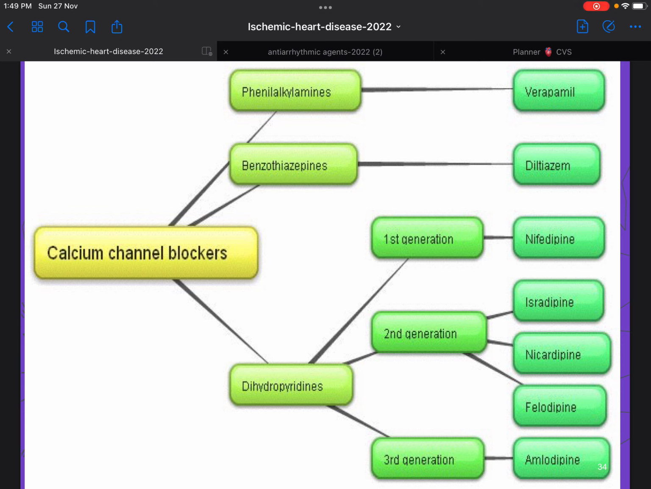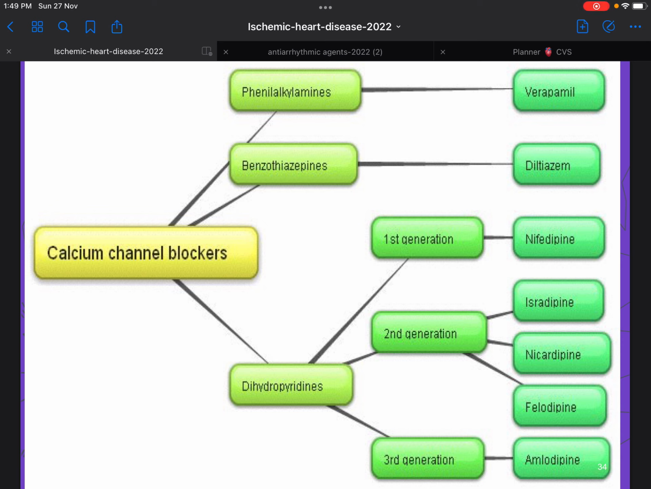Calcium channel blockers, it makes sense why we use them, right? Because we're preventing the entry of calcium. What we learned a little bit in antiarrhythmics is that there are 2 general groups of calcium channel blockers. One of them is called dihydropyridines, and examples of them are isradipine, nifedipine, amlodipine, and then we have the non-dihydropyridines. The examples are verapamil and diltiazem.